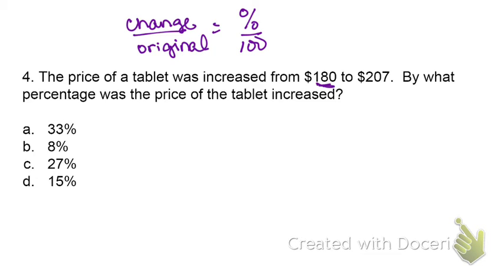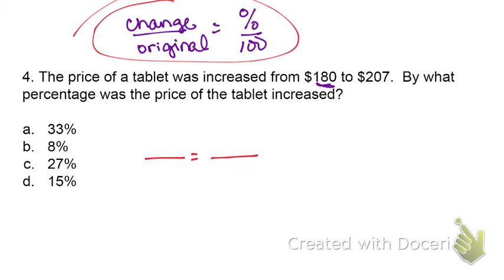But we know that this is the proportional setup that we use. Change over original equals percent over 100. And this was not something that I taught you. It was taught way back early in the year. But it's okay. We'll go through it together here, all right? So my original price, I know I can find that because it's in the problem. The original price was $180.